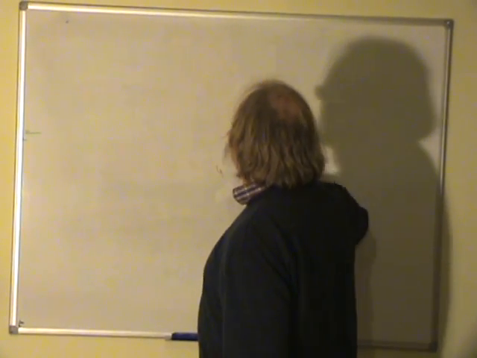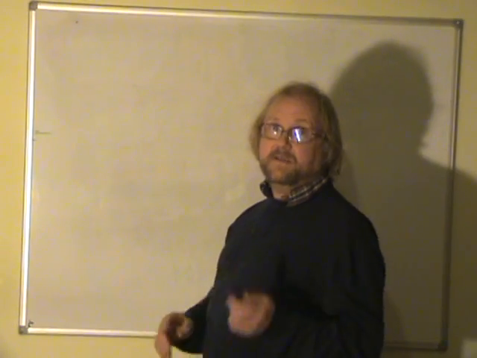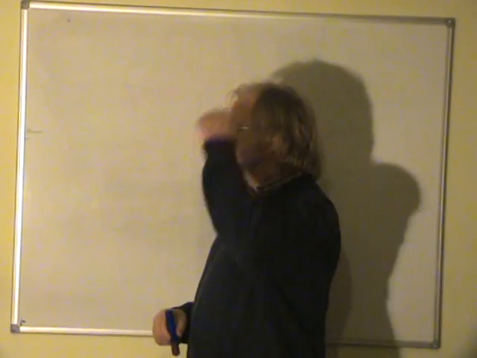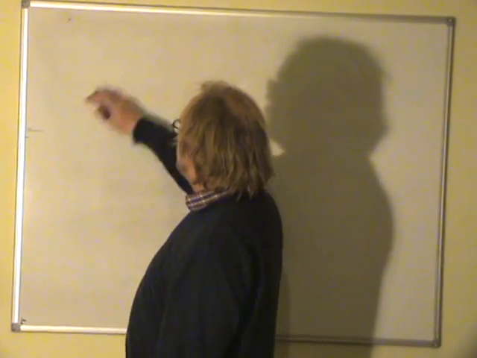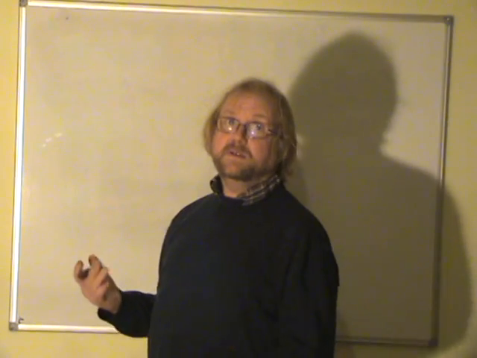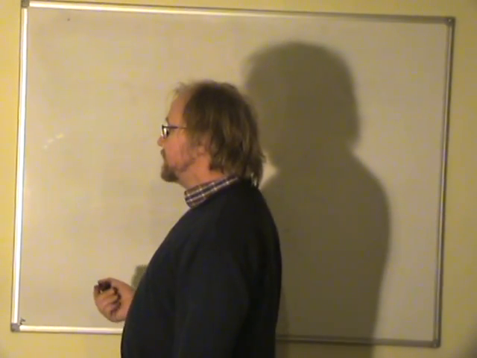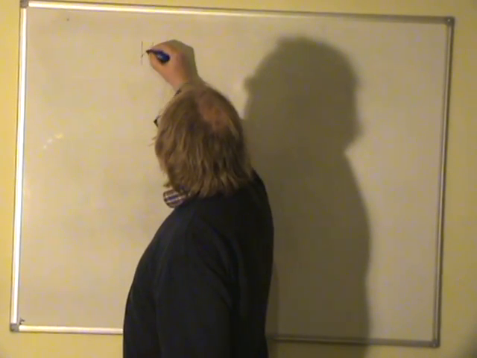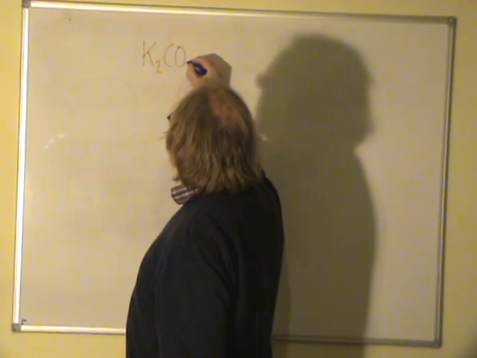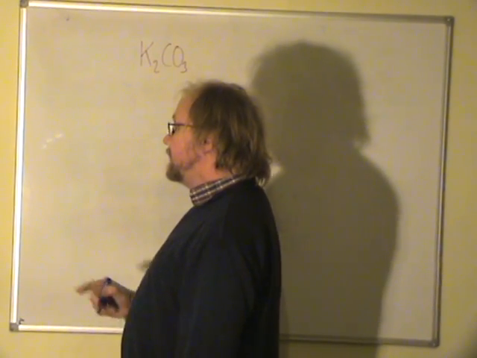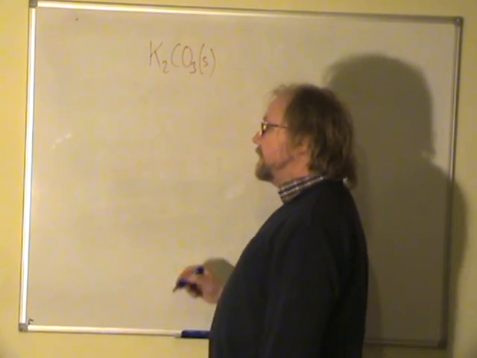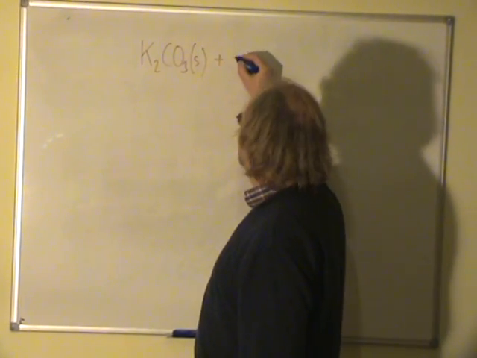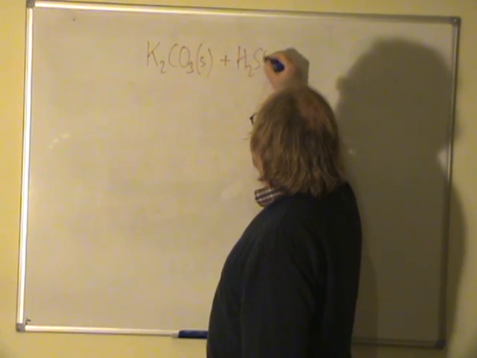So let's write down the equation first, because the equation tells you, actually, at least if you put the state symbols in, what's going on. It doesn't ask for state symbols here, it doesn't matter if you haven't put them in, but they're useful just to tell you what goes on in the reaction. So we've got potassium carbonate, and they've kindly given us the formula for that, and it says solid, so that's okay. And we're adding dilute sulfuric acid, and again we've got the formula for that.